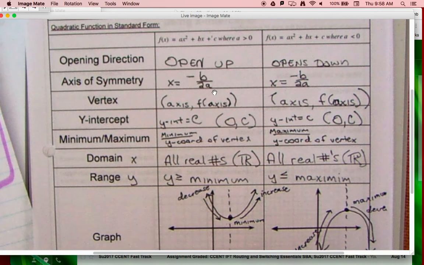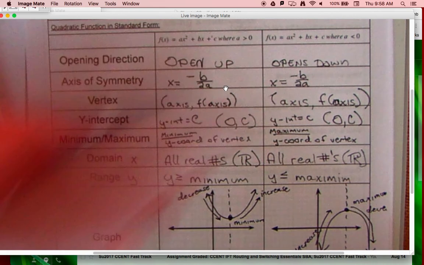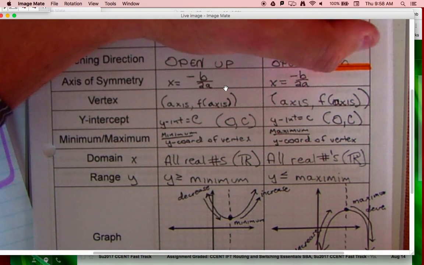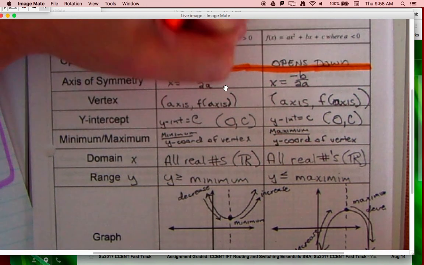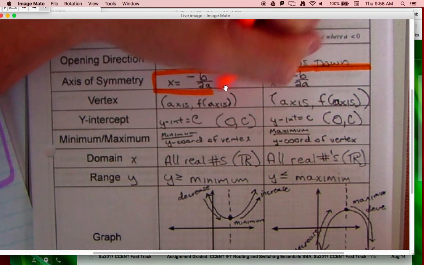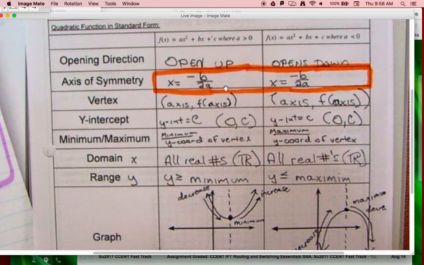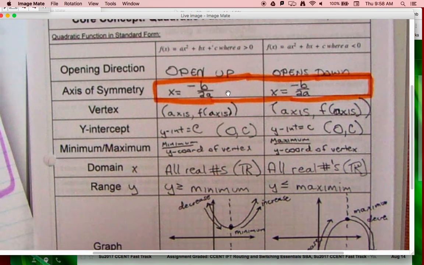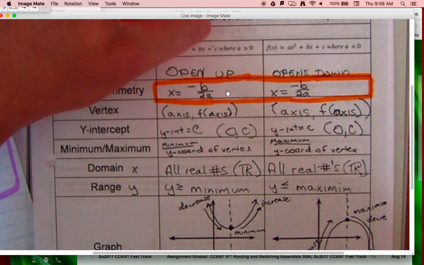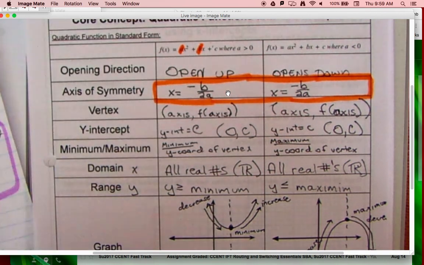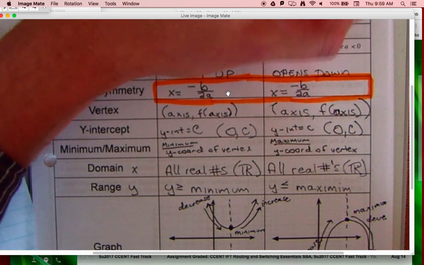So let's start with our axis of symmetry. You can see the axis of symmetry. The actual formula to find it is minus b over 2a. So let me circle that in a beautiful orange. Okay? Once again, where does this minus b and the 2a come from? It comes from right there and right there. Okay? Or right there and right there.